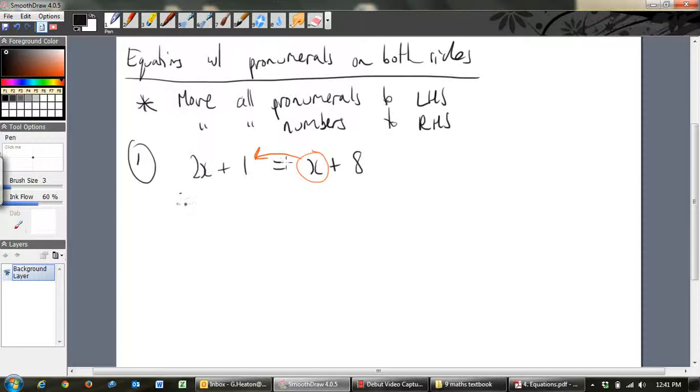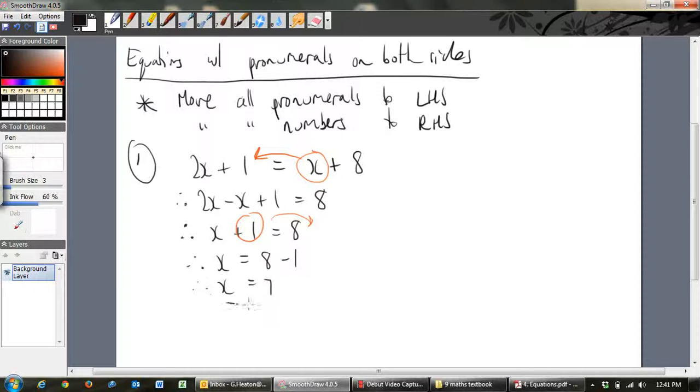Okay, so therefore, what does positive x become when we move it to this side? It becomes negative x. So we'll get 2x negative x plus 1 equals the x's are moved over, 8. Let's just simplify that. 2x minus x is x. X plus 1 equals 8. And now let's move the number over to this side. What does positive 1 become when it changes side? It becomes negative 1. And so x equals 8 minus 1 equals 7. So x is equal to 7. There's your solution.